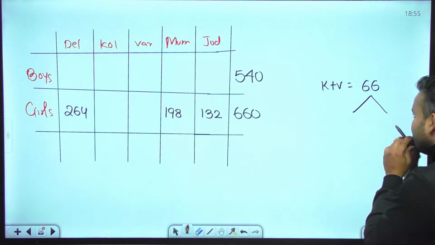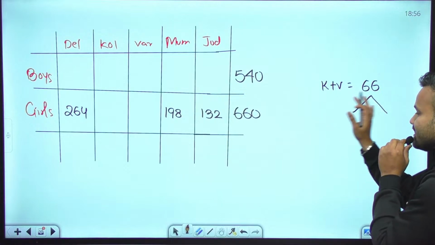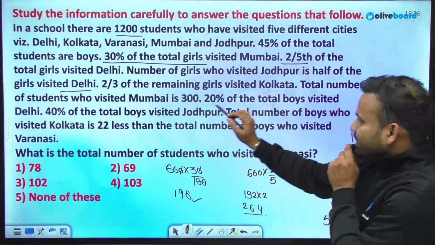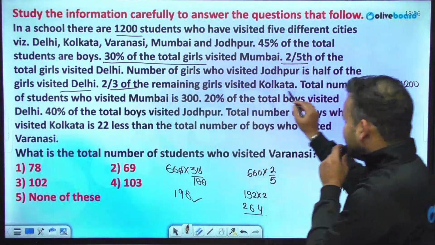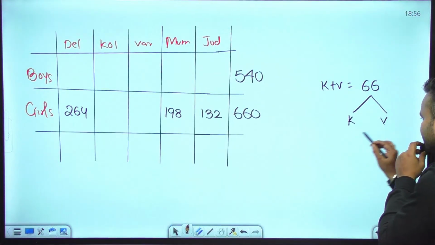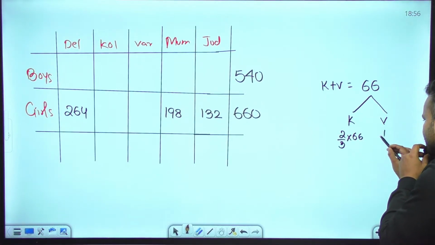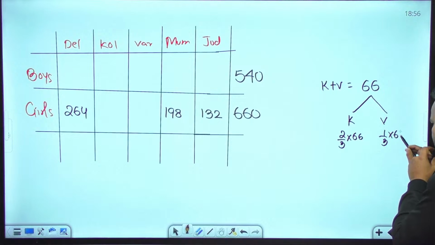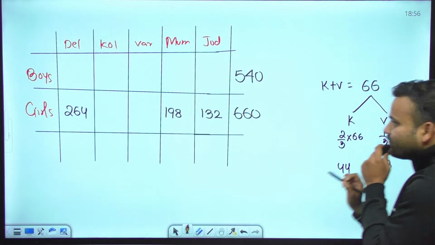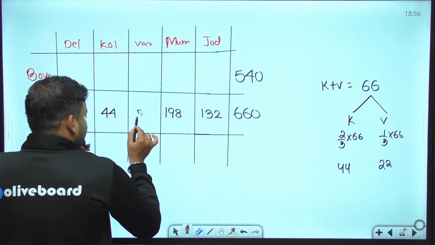Now there are 66 girls going to Kolkata and Varanasi, out of which 2/3 of the remaining girls visited Kolkata. So this is Kolkata and this is Varanasi. 2/3 of the remaining 66. So this will be 1/3 of the remaining 66. 1/3 is what? 22. And this will be 44. So Kolkata is 44 and Varanasi is 22.